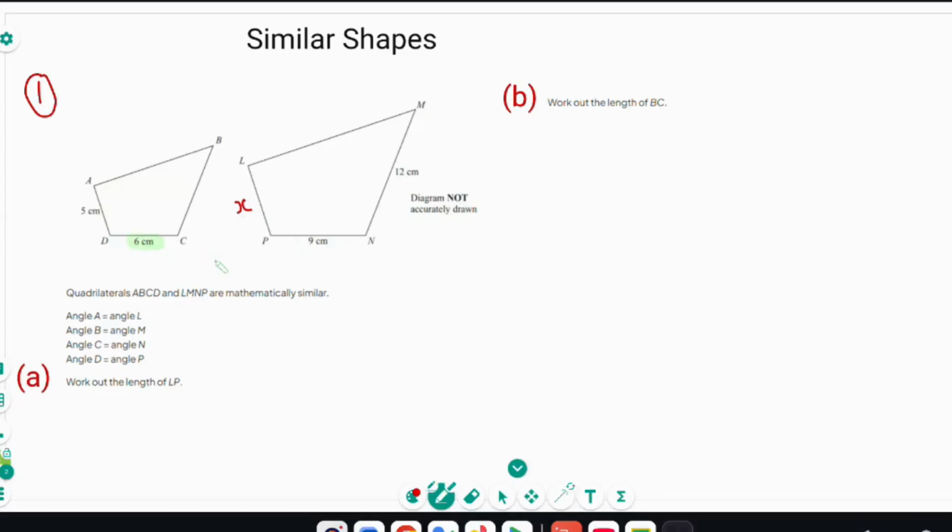So DC, that length is similar to PN. So to work out the scale factor, if we do 9 divided by 6, 1.5. So to get from the small shape to the big shape, we times by 1.5. And to go from the big shape to the small shape, we divide by 1.5.